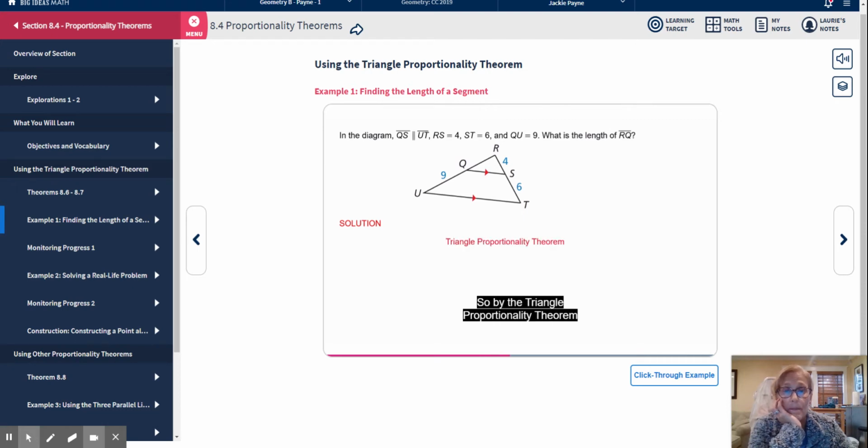So, by the triangle proportionality theorem, RQ divided by QU is equal to RS divided by ST. Substitute 9 for QU, 4 for RS, and 6 for ST. And this gives you RQ divided by 9 is equal to 4 divided by 6. Multiply each side by 9 and then simplify, which gives you RQ is equal to 6. So the length of segment RQ is 6 units.